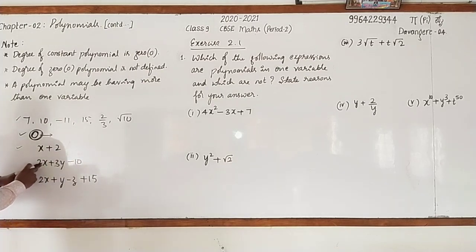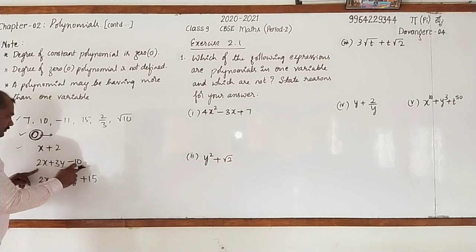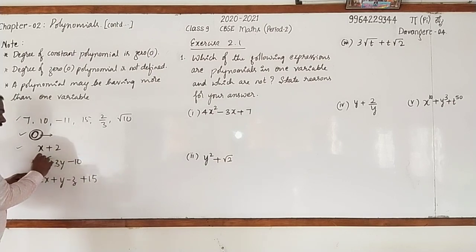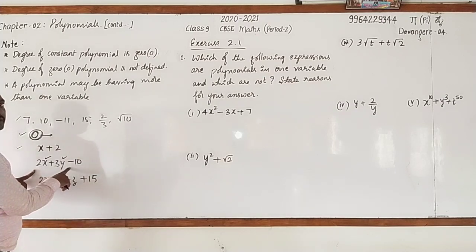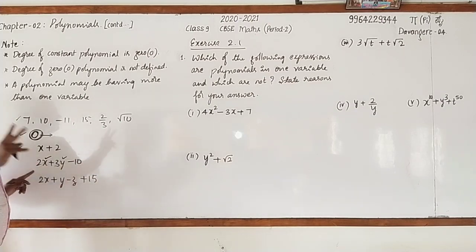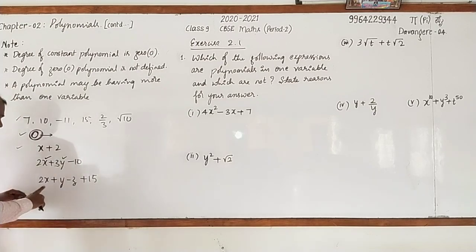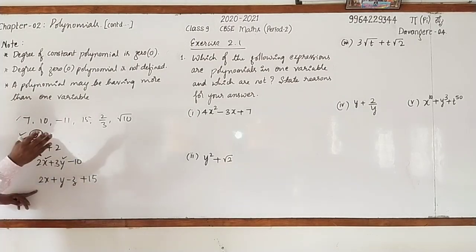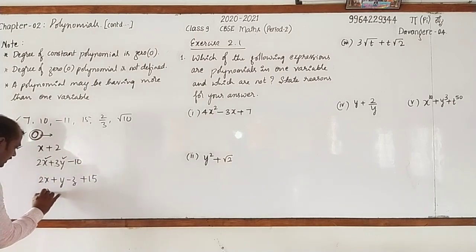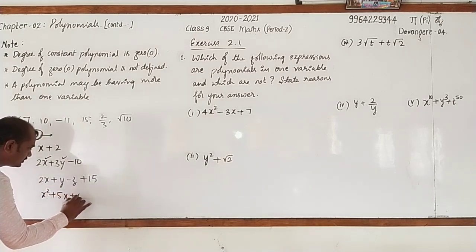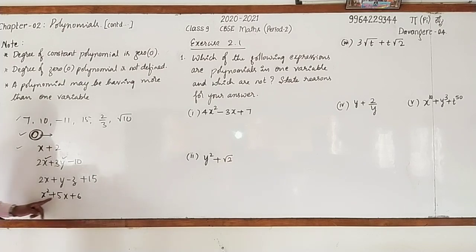Observe this one, the second polynomial, 2x plus 3y minus 10. Here we have the variables x as well as y. There are two different variables. Hence you can call it a polynomial in two variables. Whereas in this case, it is a polynomial in three variables. What do you say about this? x square plus 5x plus 6. Is it a polynomial in 1, 2 or 3 variables? It is one variable only because there is only x. Got it?